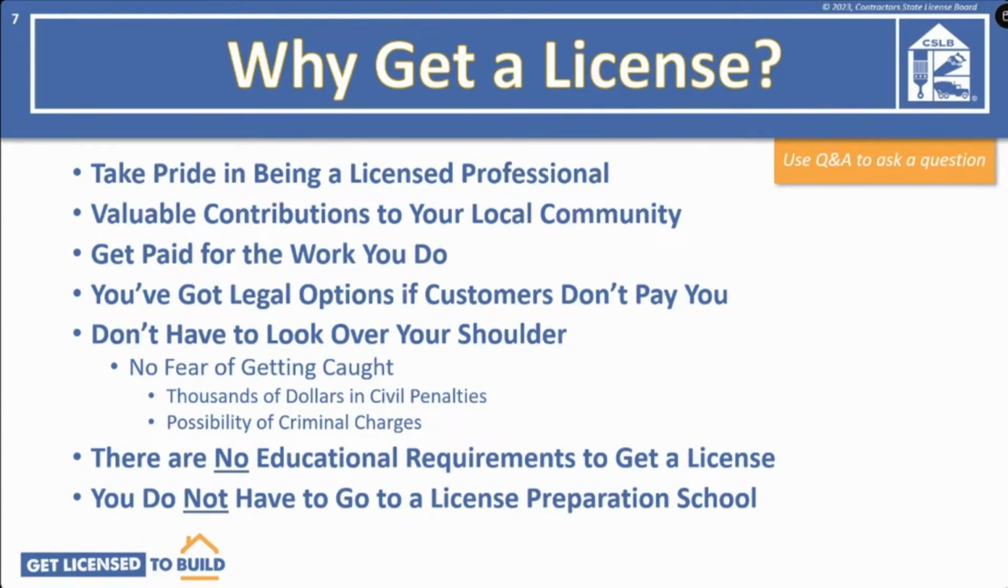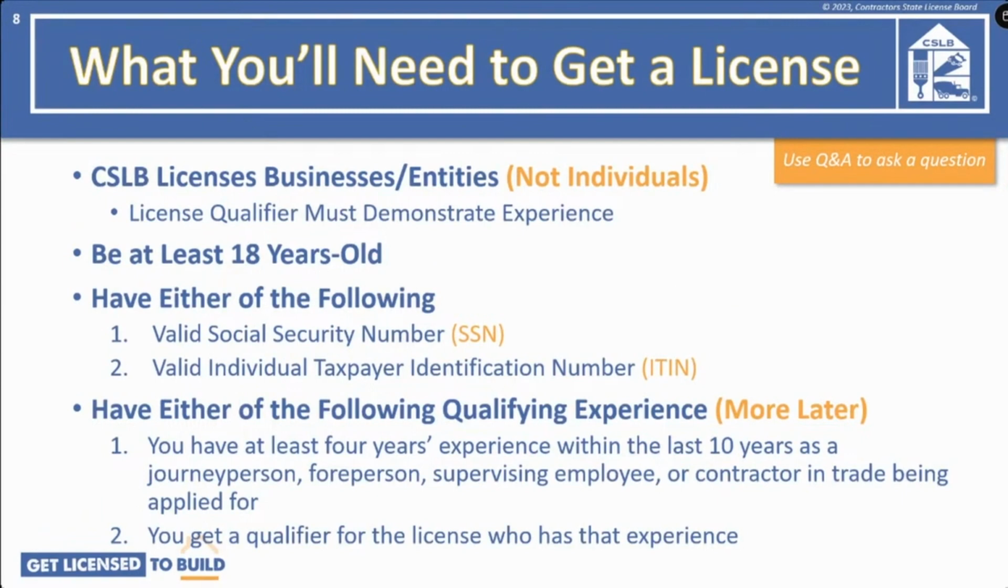So what do you need to get a license? First, it's important to understand that CSLB does not license individuals. We license companies or businesses, also called entities. Many entities are one-person operations, but know that every entity, even a one-person operation, must have a qualifier. That's someone who has the minimum experience and is responsible for the operations of the company. Here's a short list of minimum qualifications you will need. You must be at least 18 years of age. You must have either a valid Social Security number or a valid Individual Taxpayer Identification Number, or ITIN.